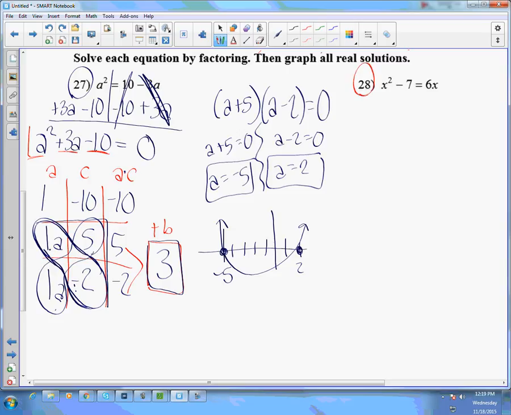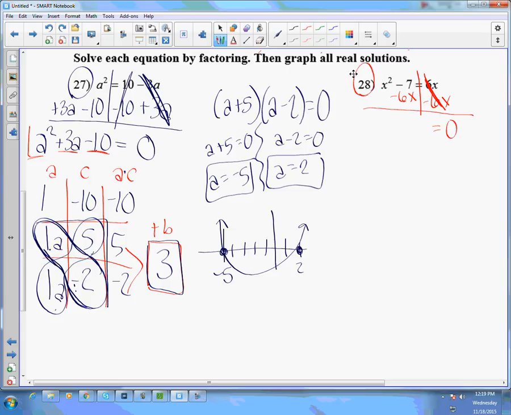The 6x is on the wrong side, because x squared is positive, and we want to move everything to the left. 6x is not on the left. So we're going to move the 6x. What's the inverse? Minus 6x, on both sides. 6x minus 6x cancels.